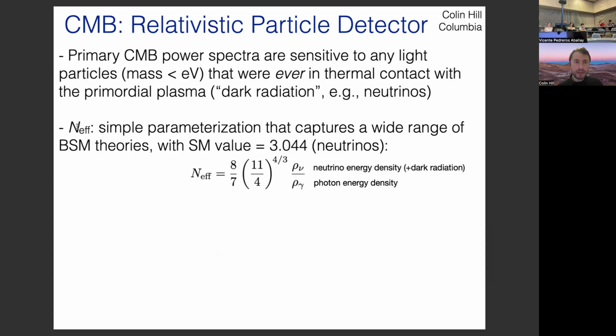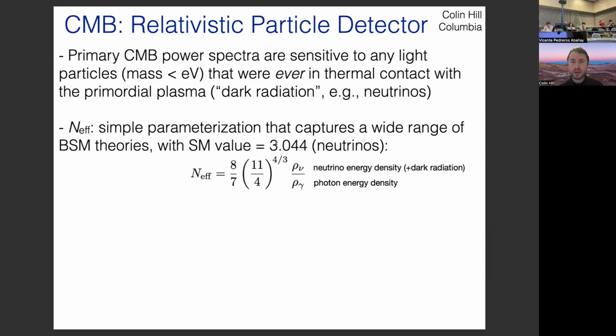This is usually captured by a simple parameter called N effective, the effective number of light relativistic species. It's just defined as a ratio of the dark radiation or neutrino energy density to the photon energy density with some prefactors that are derived for the case of neutrinos. The canonical value in the standard model is N effective equals 3.044. It differs slightly from 3 just because the neutrinos don't decouple instantaneously, and electron-positron annihilation is also happening around the same time. But the number 3 here just corresponds to the 3 species of standard model neutrinos that we're all familiar with.